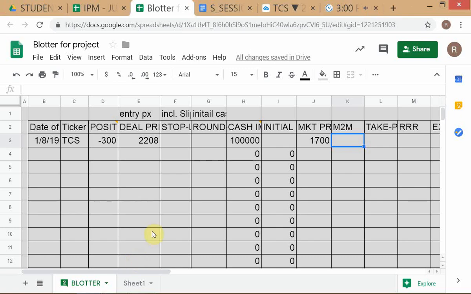So this blotter that we have talked about, you can just keep for your own. I'm not putting any constraint on you that you have to keep it, but I think it's a good practice.